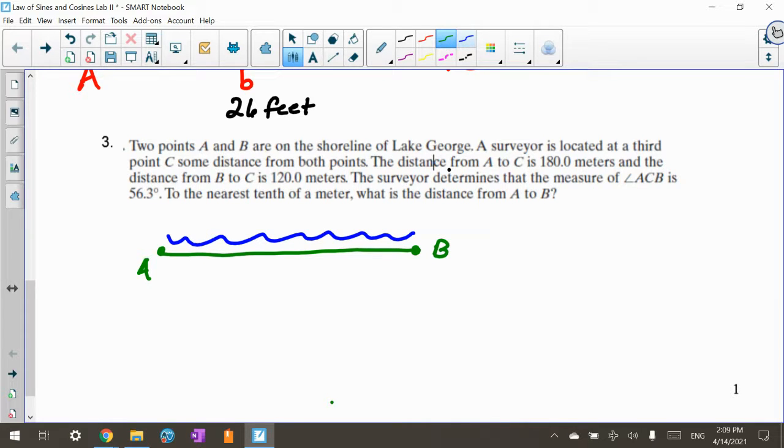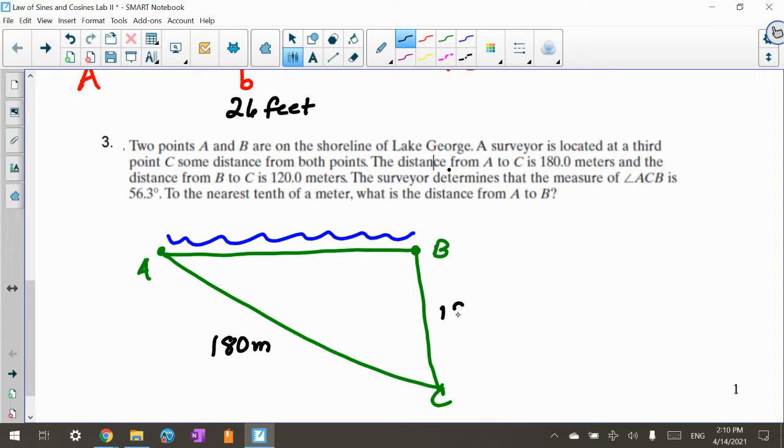A surveyor is located at a third point C, some distance from both points. They said the distance from A to C is 180 meters and the distance from B to C is 120. So this is going to be a little bit longer than this, and this is a little bit shorter. So there's scaling. Here's my point C, here's my surveyor. Let's label everything here. This was 180 meters. This was 120 meters.